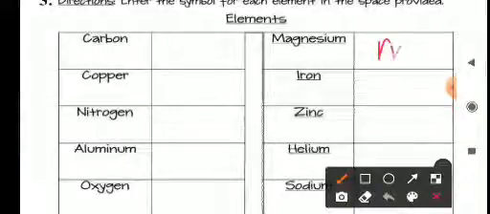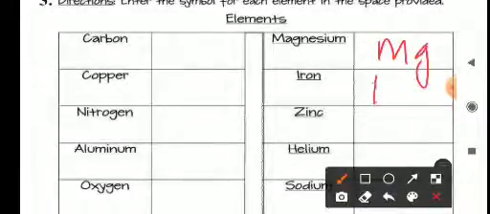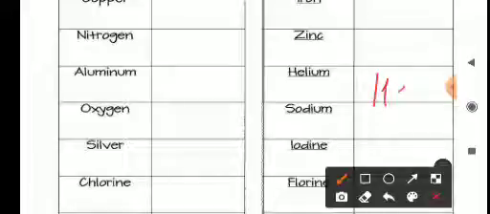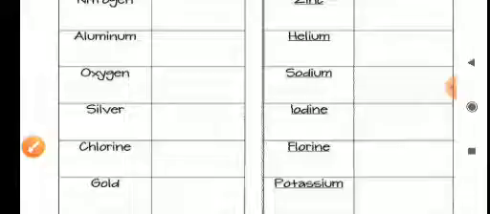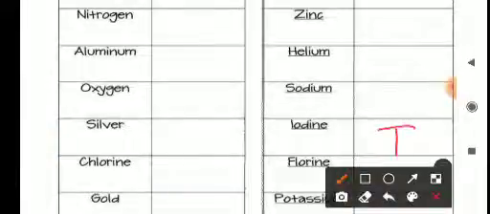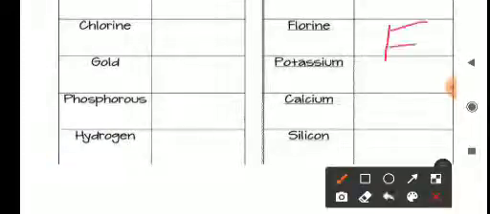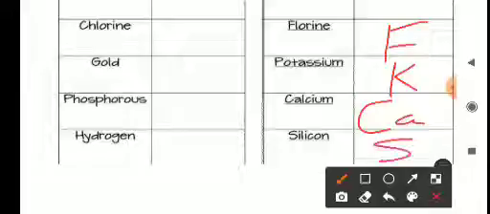Magnesium symbol is Mg. Iron is Fe. Zinc is Zn. Helium is He. Sodium is Na. Iodine is capital I. Fluorine is capital F. Potassium is K. Calcium is Ca, and silicon is Si. So these are some elements whose symbols are noted here.